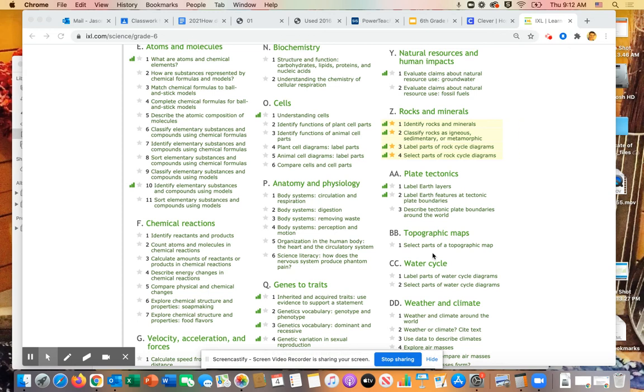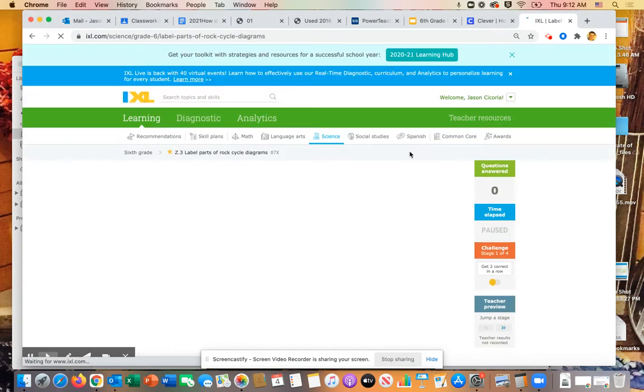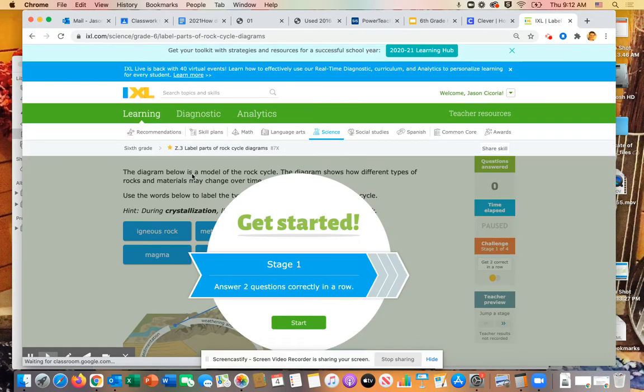We are here to talk about rocks and minerals, labeling the parts of the rock cycle diagrams, and then selecting the parts of the rock cycle diagrams. Okay, it is Z3 and Z4. So let's take a look. Quick reminder, this is in grade 6.